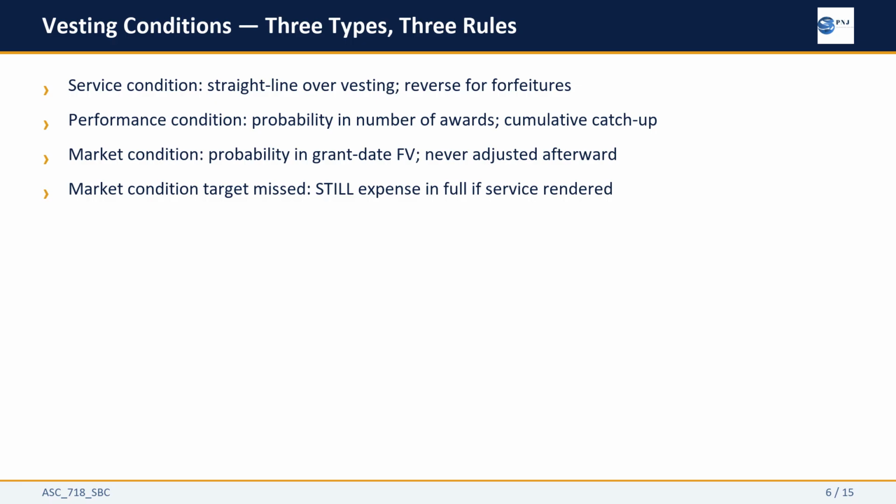Market conditions are the most counterintuitive. The probability is embedded in the grant date fair value through Monte Carlo. Even if the TSR target is completely missed, the company still recognizes the full SBC expense over the service period. The only reversal trigger is an employee forfeiture, not a market target miss.